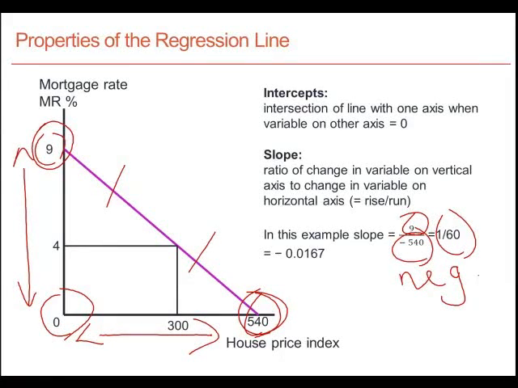Before doing that, notice that we can take any pair of points on this regression line, and if we read off the corresponding values on the horizontal and vertical axis, it should be the case that they bear the same relationship to each other as the intercepts do. So if we were to go from a mortgage rate of 4% to 5%, the value of the house price index must decline by 60 units because the slope is 1 over 60. So a unit rise in the value of the variable on the vertical axis brings about a 60 unit reduction in the value of the variable on the horizontal axis.